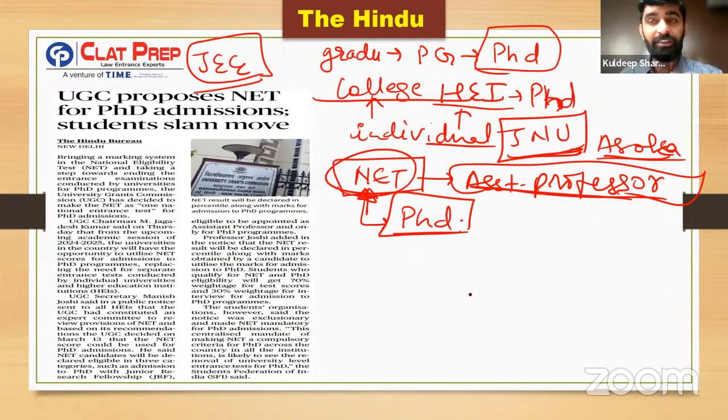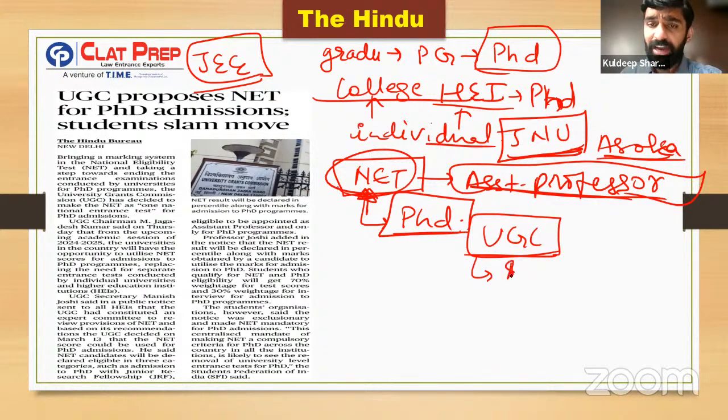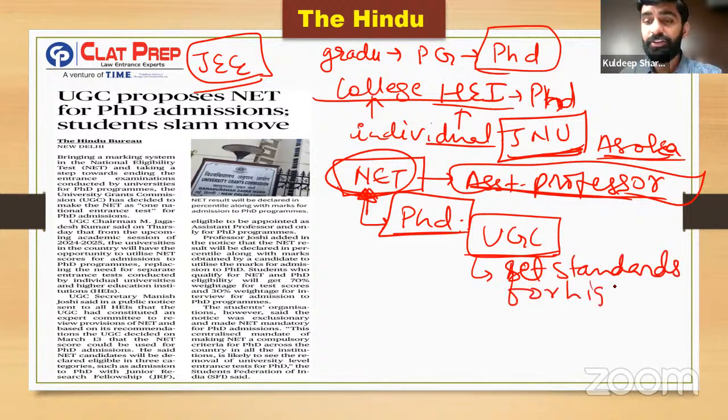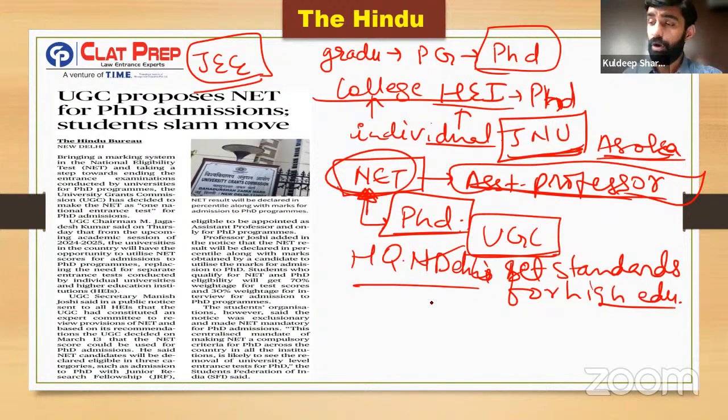So this gives us an opportunity to discuss UGC. UGC stands for University Grants Commission, and its main job is to set standards for higher educational institutions. It will set standards for higher education. This UGC is headquartered in New Delhi, and it has 6 regional offices also.